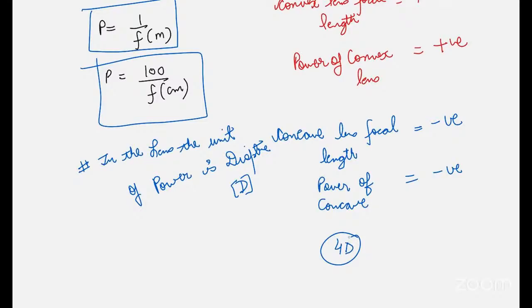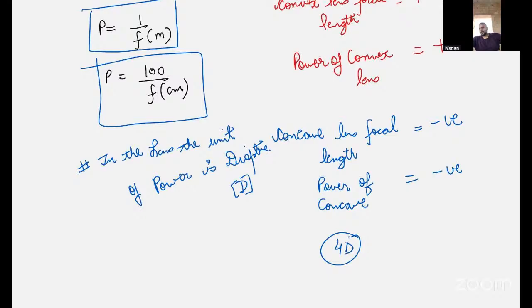What does diopter represent? Diopter is a unit, like 4 meter, 7 meter, 8 meter, 10 meter. So when we get the answer for power, we should write whatever power we got and then diopter.